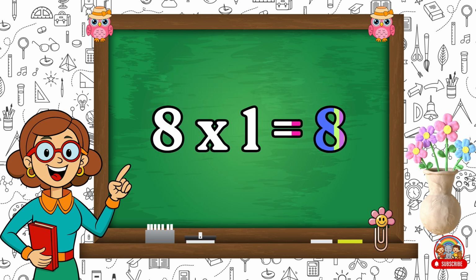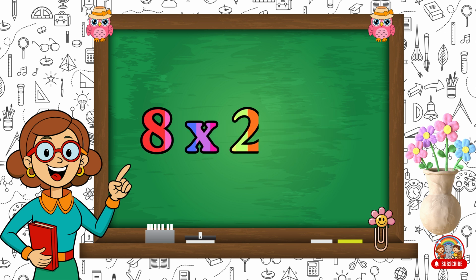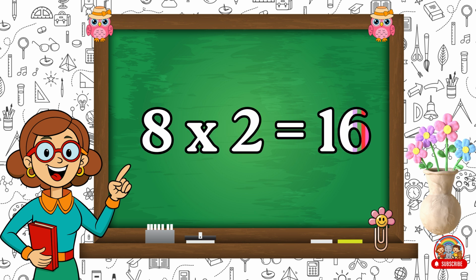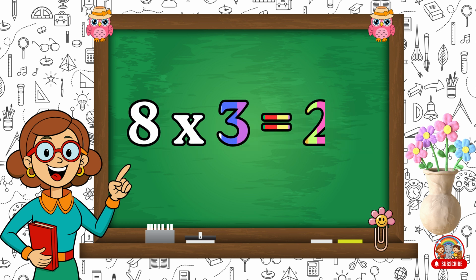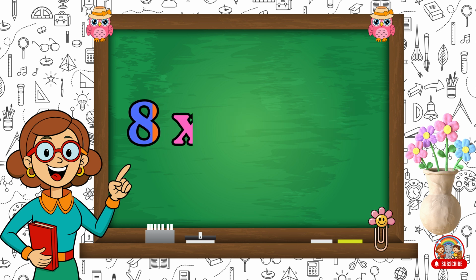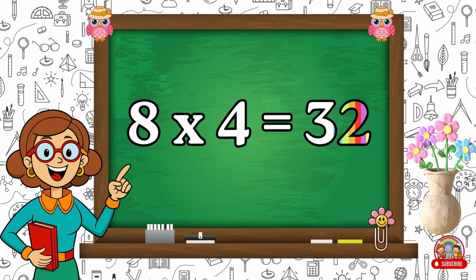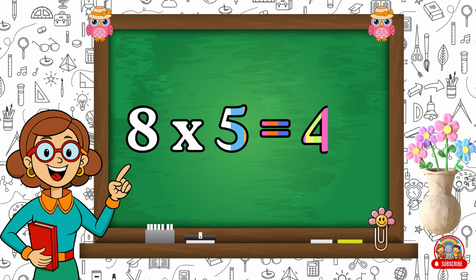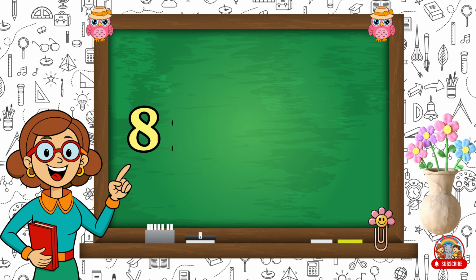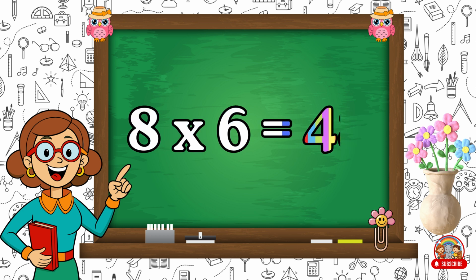8 ones are 8. 8 twos are 16. 8 threes are 24. 8 fours are 32. 8 fives are 40. 8 six are 48. You are doing great.